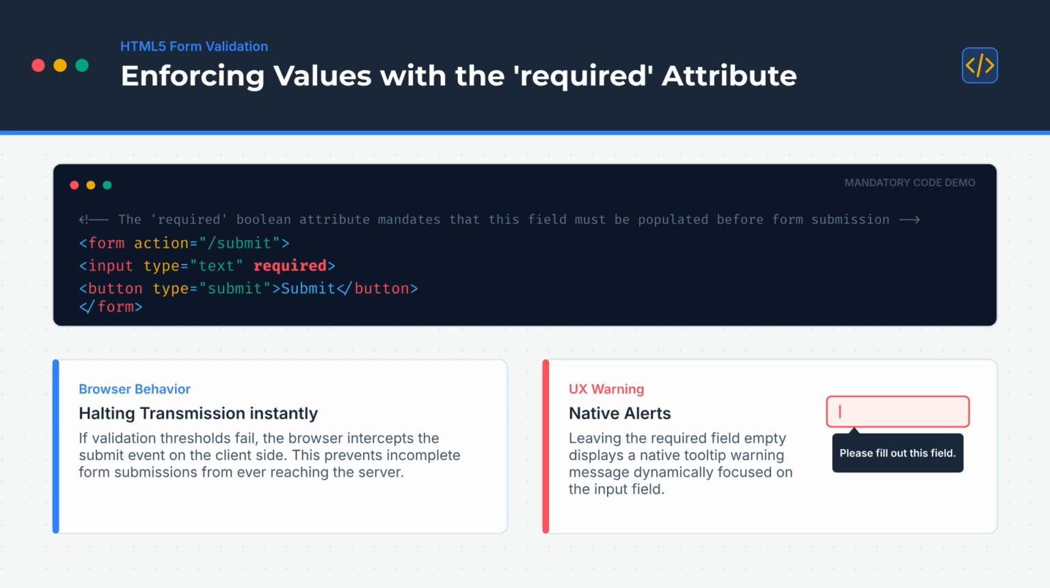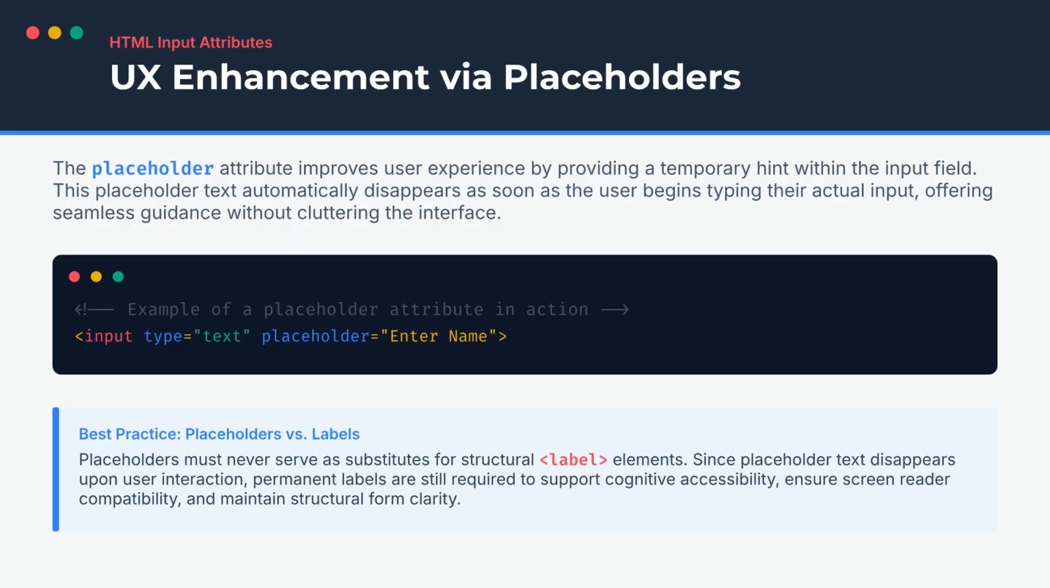The required attribute is a powerful Boolean tool that prevents form submission if a field is left empty, automatically showing a helpful warning message to the user. Placeholders provide temporary hints inside inputs. However, remember that they are not substitutes for labels, which are essential for accessibility and screen reader support.